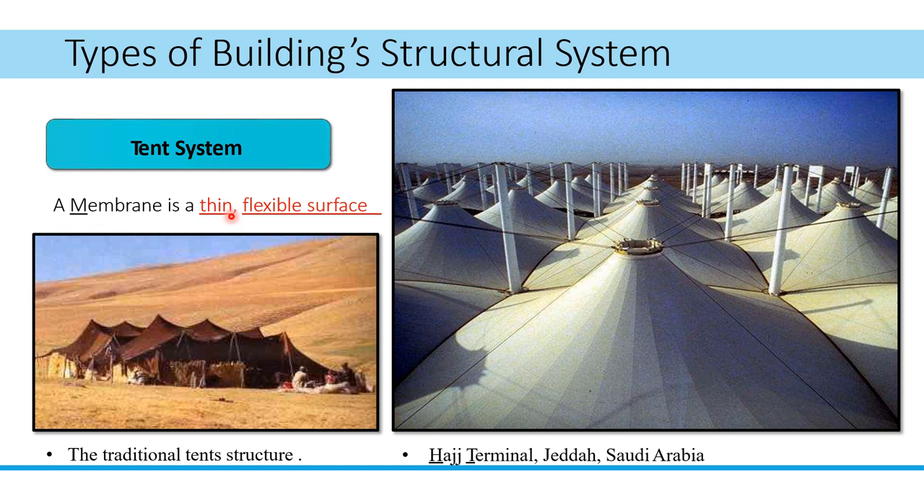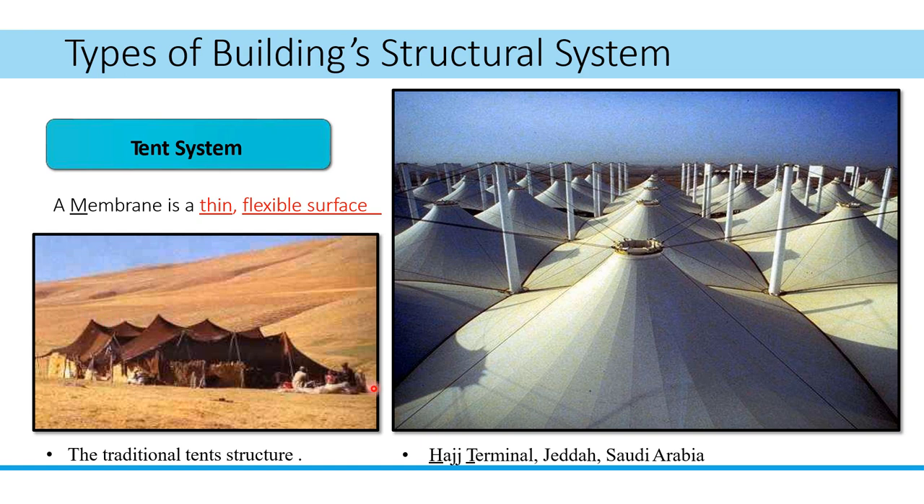Tent system. In the tent system, or you can also see when people go camping, they use with them just steel members, ropes and fabric. So that is also an example of a tent system. A membrane is thin, this fabric is a membrane, a thin and flexible surface. You can see the traditional tent structure.